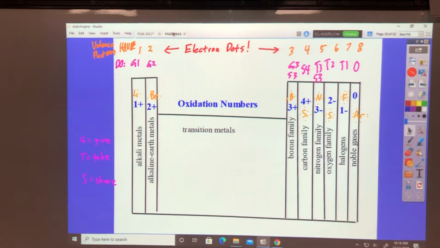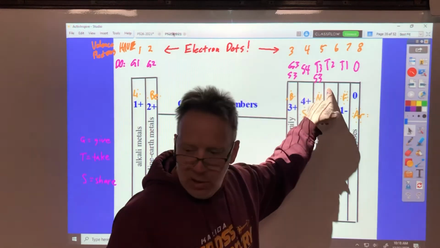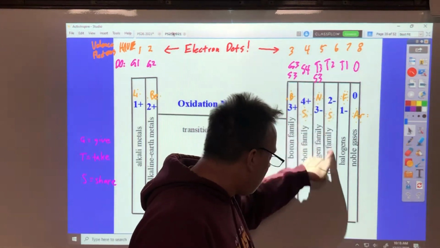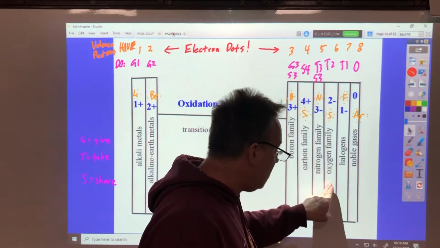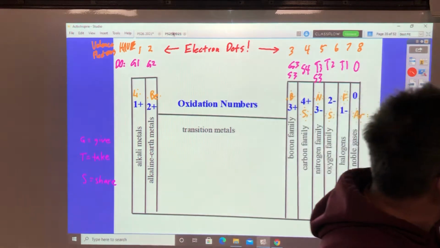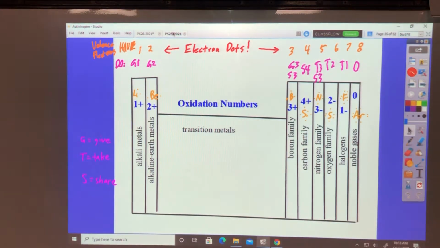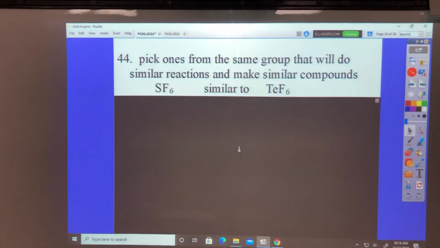So what you have to do between AlF6 and TeF6, one of them is like SF6. Well, all you got to do is say Al or Te. Which one's in this column? Al's over here, so it's got to be Te that's in this column. It's going to make the same thing. That's it. So SF6 is similar to TeF6.